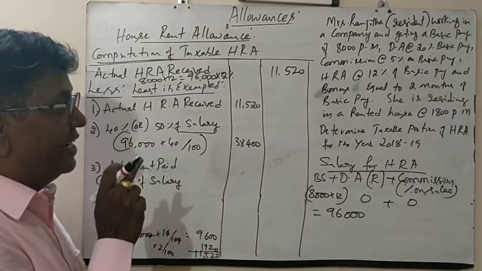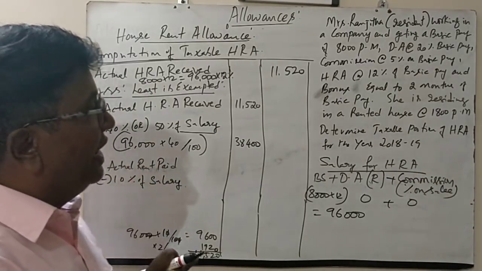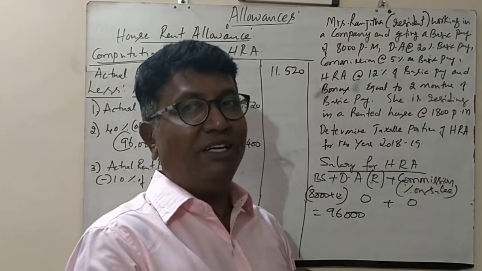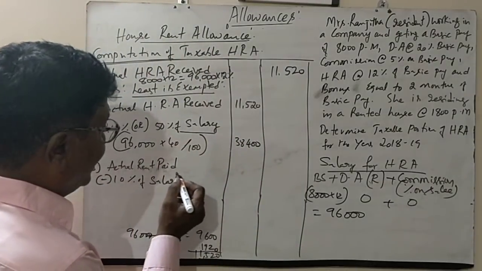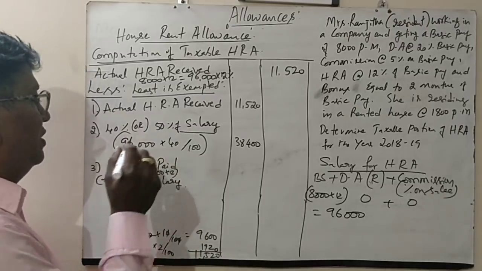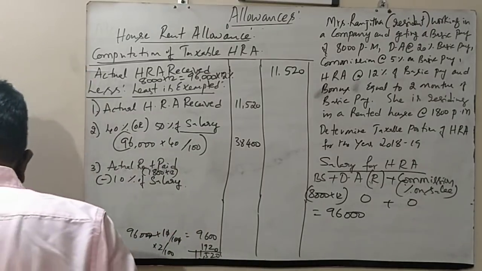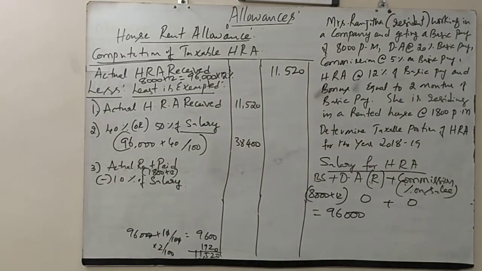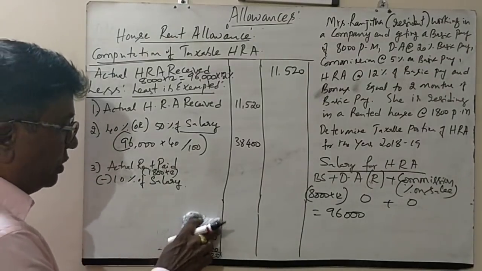What is the actual rent paid? Actual rent paid is 1,800 per month. Now let us take 1,800 into 12. See, very simple to calculate this. So how to calculate this is, I will show you on the board.